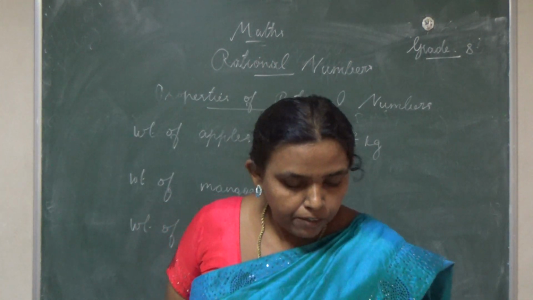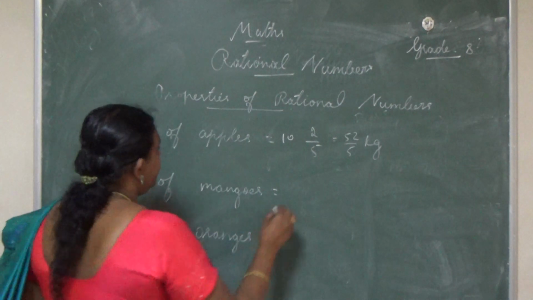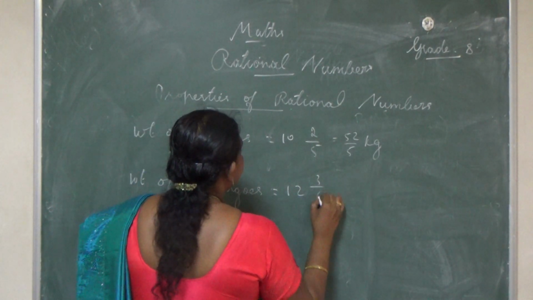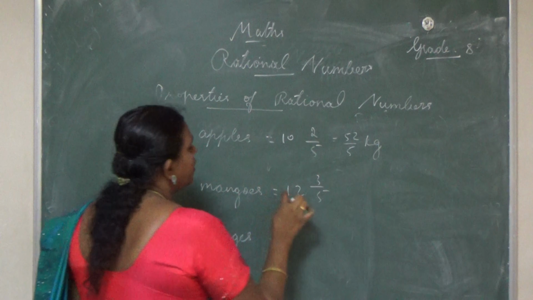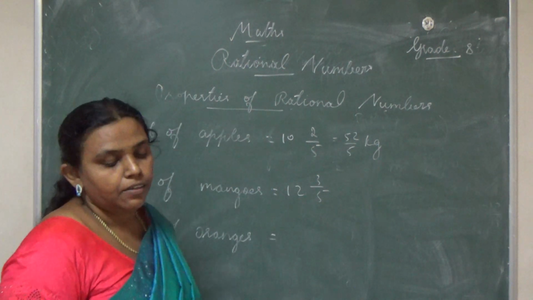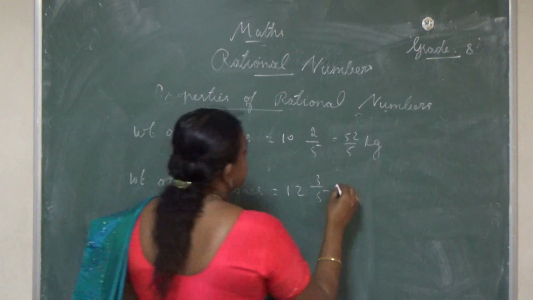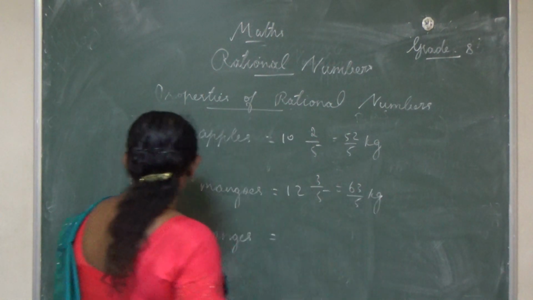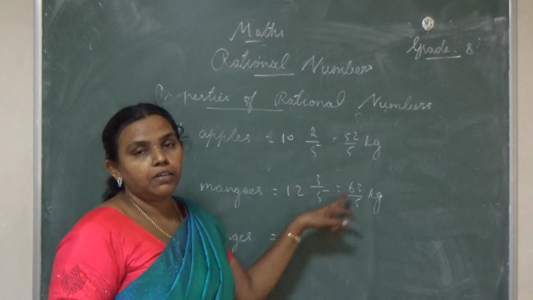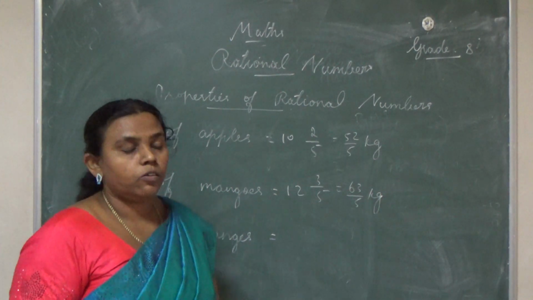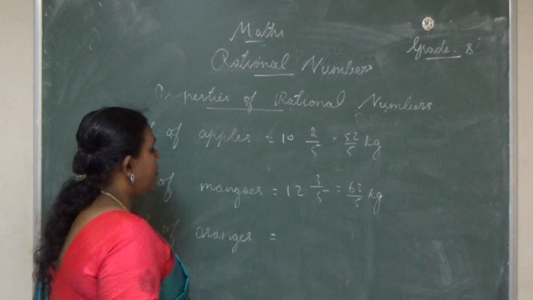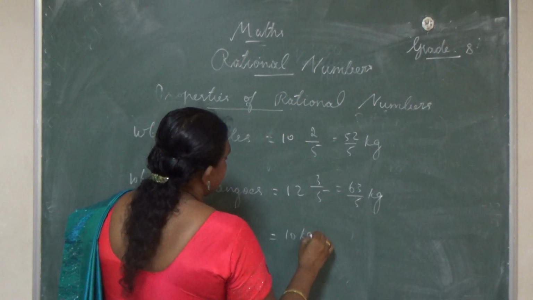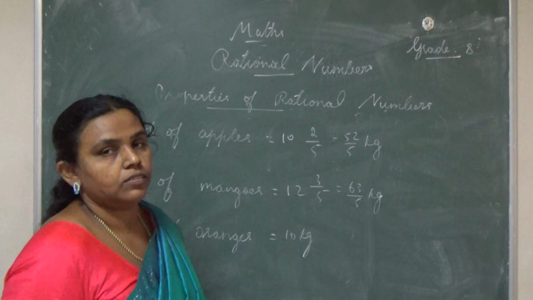12 3/5. The weight of mangoes is 12 3/5. So 12 5s are 60, 60 plus 3, 63/5 kilogram. That is 63/5 kilogram of mangoes. The weight of oranges is 10 kilograms. This is a natural number.